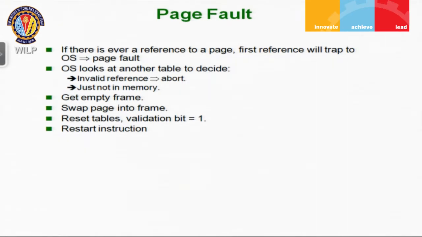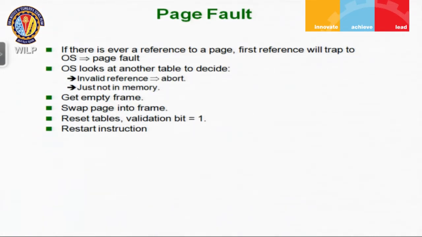Now whenever a page fault occurs, the OS looks into the table and tries to find out whether the reference is a valid reference or an invalid one. If it is invalid, it will abort. If it is valid and it is just that the page has not been brought into the memory, then it is the case that it is not in memory.